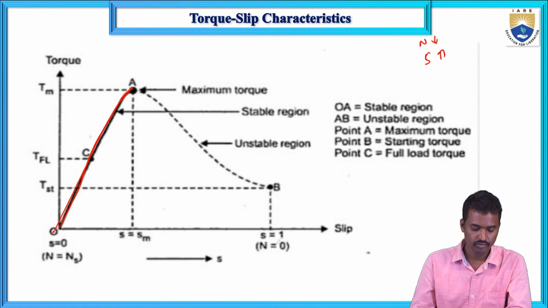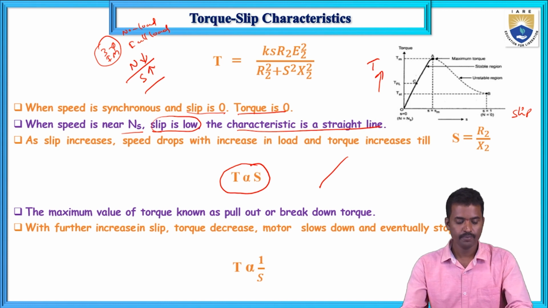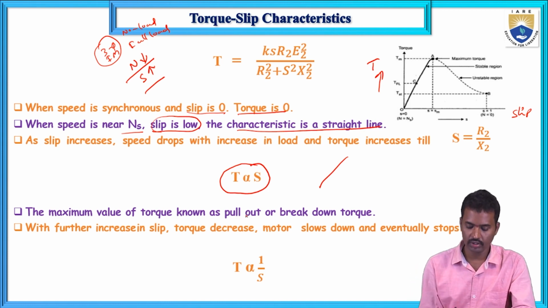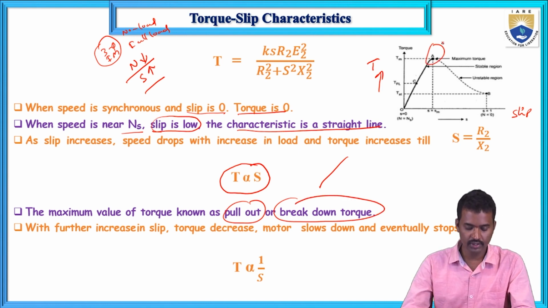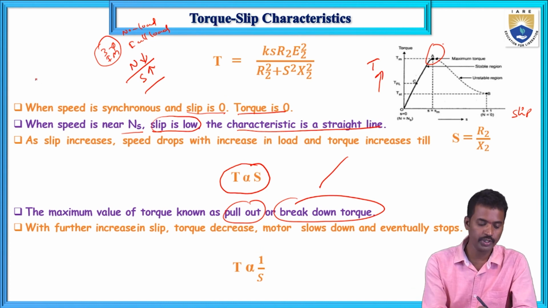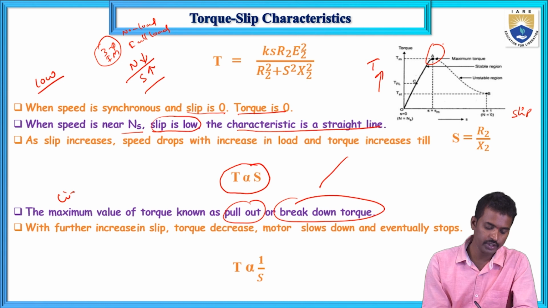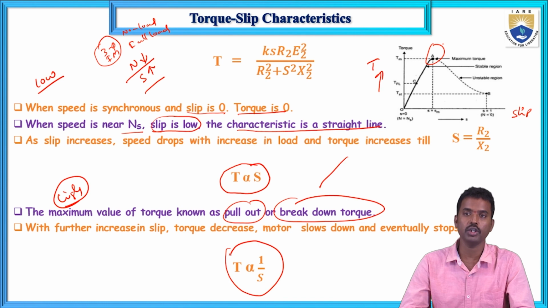Now next case, until R2 by X2, this is the maximum torque. The maximum value of torque is the pull out torque, that is the breakdown torque, this value, and further as slip increases, the torque decreases. So here we have a low slip region and a high slip region. In the high slip region, the torque is inversely proportional to the slip.